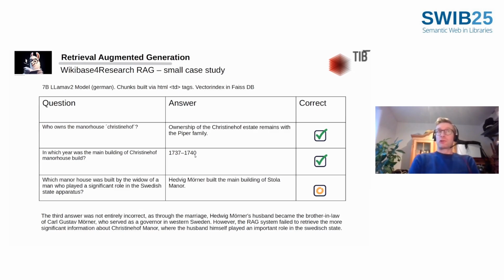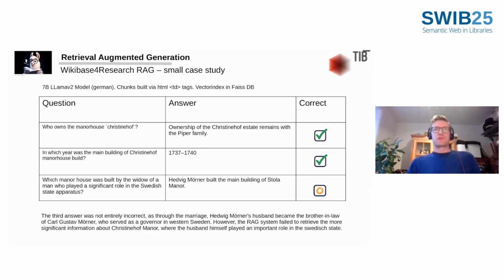And in the end, I have a good example of tasks that cannot be well performed. So if, for example, we used a question which was a bit around the back maybe: which manor house was built by the widow of a man who played a significant role in the Swedish state apparatus? There was an article that was written exactly using part of this sentence. So there was such an example. And the RAG system was not able to retrieve this example.